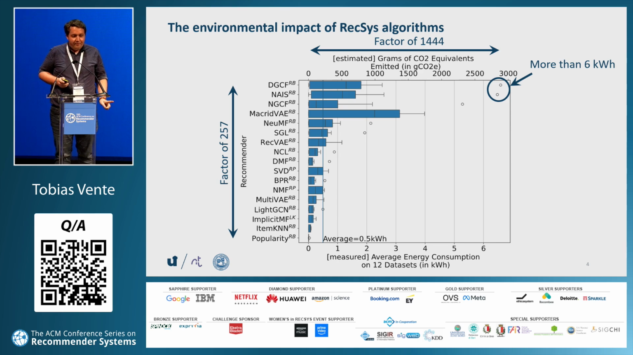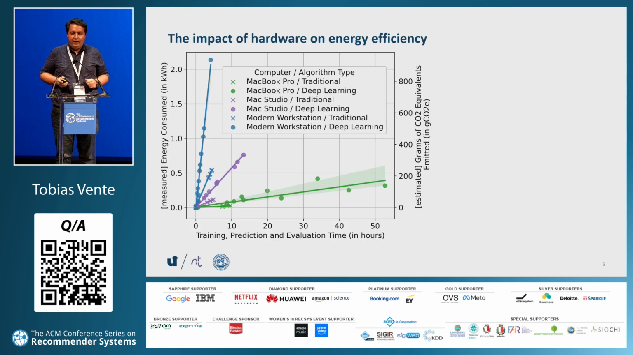But that's not all. Generally speaking, if you want to know if one algorithm is better than the other, the longer an algorithm trains and the longer it takes for predictions, the worse it is. There is a very linear trend, I would say. We executed the algorithms on multiple machines: a modern workstation using an NVIDIA GPU, a Mac Studio using an M2 chip, and a MacBook Pro with an M1. On the y-axis we have the energy consumed, and on the x-axis the runtime.